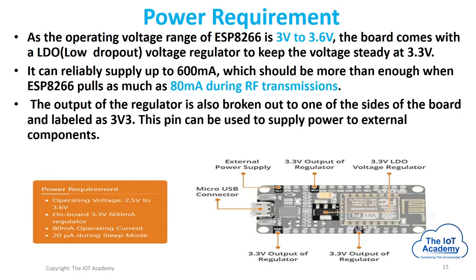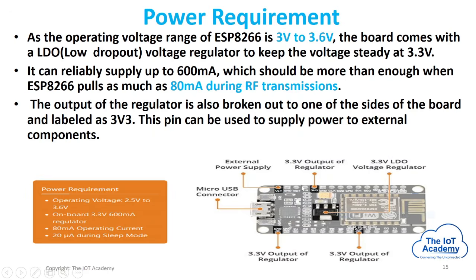If we talk about the power requirements, the operating voltage range of ESP8266 is 3 volt to 3.6 volt. The board comes with an LDO, that is, a low dropout voltage regulator, to keep the voltage steady at 3.3 volt. It can reliably supply up to 600 milliampere, which is more than enough when the ESP8266 pulls as much as 80 milliampere during RF transmission. The output of the regulator is also broken out from one side of the board and labeled as 3.3V. This pin can be used to supply power to external components.